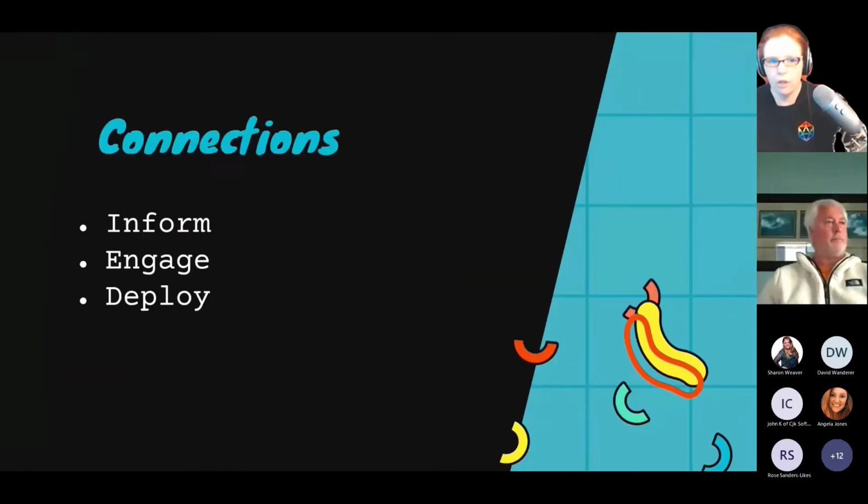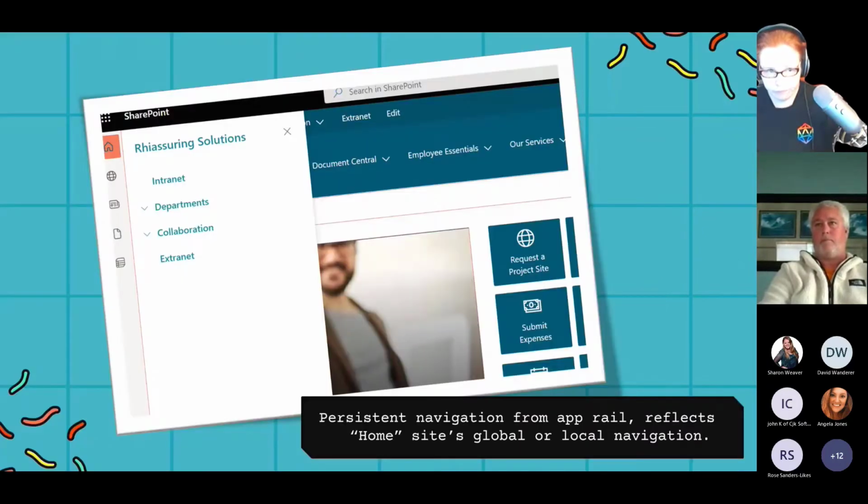So for connections, we have the purpose of informing, making sure that people across the organization are aware of what's going on; engaging, making sure that people across the organization know that other people are engaging and getting people to click on things and move through things; and then deploying. Whenever you deploy something new, making sure you redirect people to those areas so they understand what's going on. And it's broken down in the following ways.